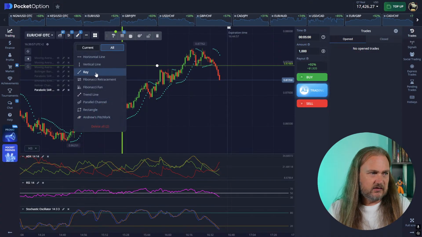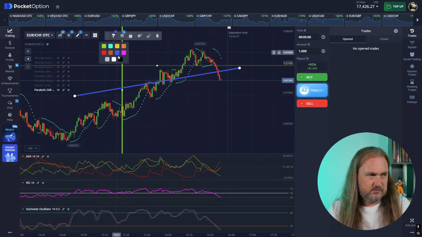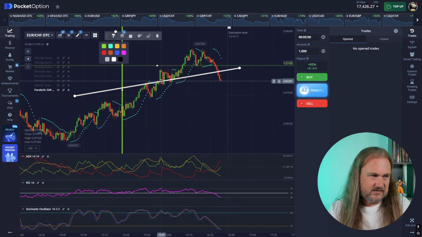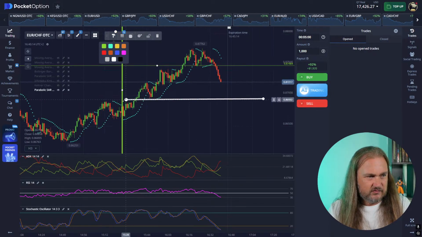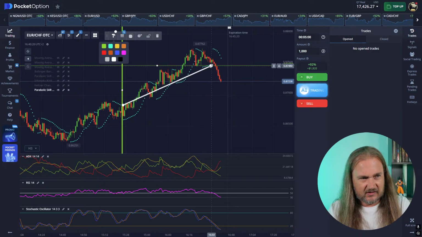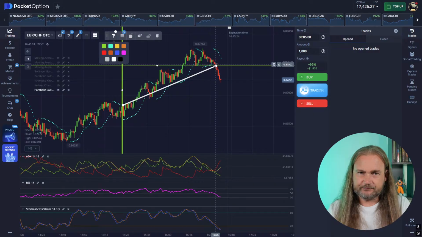And if I then, let's just make this blue. It's a bit dark. No, let's keep it white. So using the parabolic, or using this method of closing my trades, that would have been my buy trade.